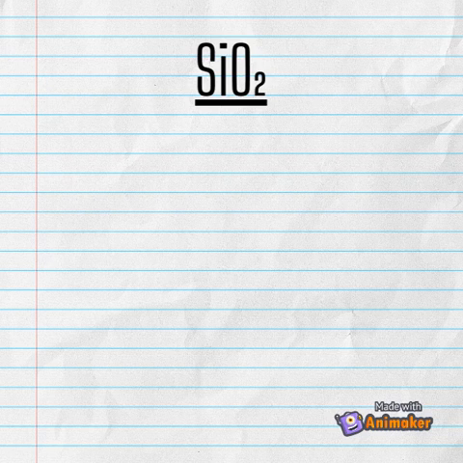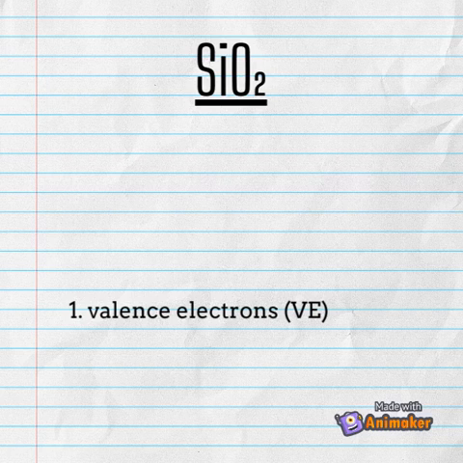Our first Lewis structure is going to be silicon dioxide. First, we will need to know the total number of valence electrons. Using the periodic table, we can see that silicon has 4 valence electrons, and oxygen has 6 valence electrons per oxygen atom. So the total number of valence electrons will be 16.